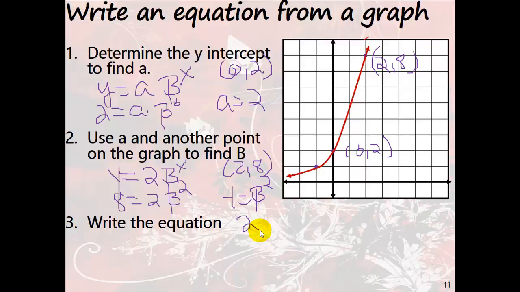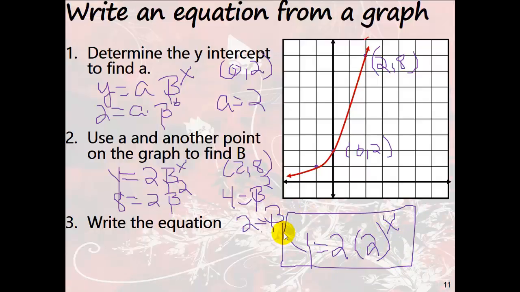However, this thing is going up, so this has to be a positive, right? Because this is a growth, this has to be bigger than 1. And as a matter of fact, it can't be negative at all. All right, so positive 2 equals b. b will never be a negative. It's always a positive. Okay, and so my final equation is y equals 2 times my base 2 to the x. And that's my equation.